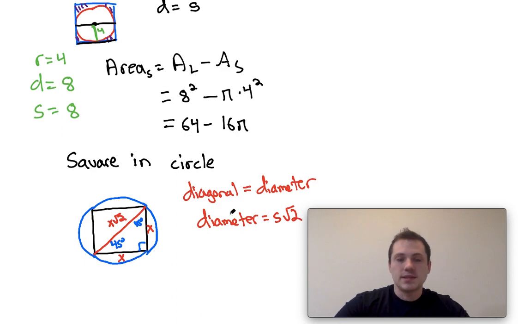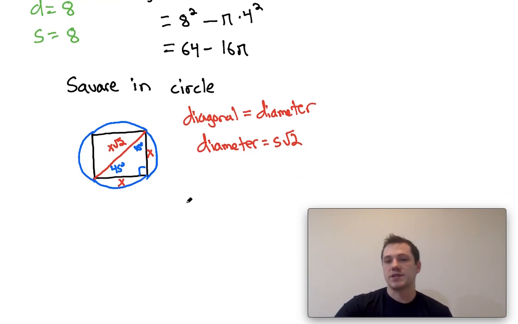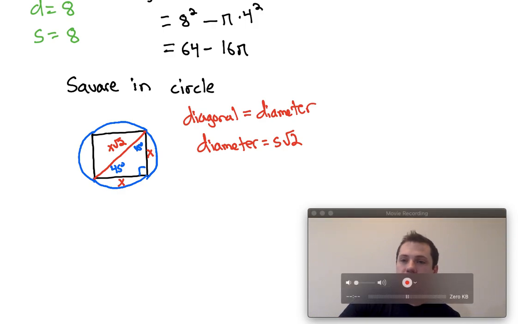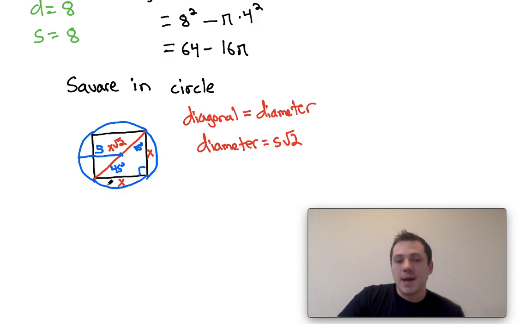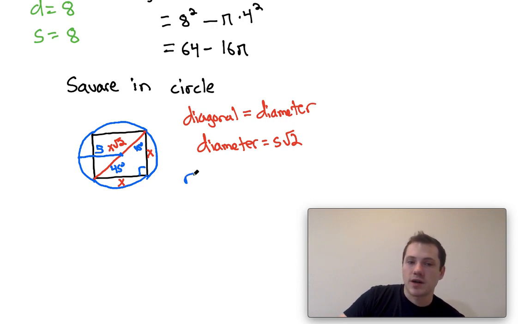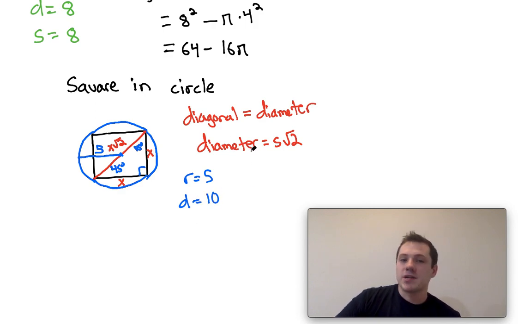For something like this, they may tell you the radius of the circle. I'm going to draw the radius, and I'm not going to draw it in such a way that it lines up, because a lot of times they're not going to want to give you that hint. So let's say that our radius here is 5. If our radius is 5, that would mean that our diameter is 10. So if r equals 5, d is equal to 10. And if our diameter is 10, we can figure out the side length of the square by saying 10 is equal to s root 2.